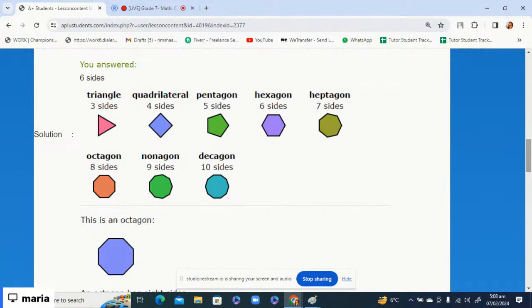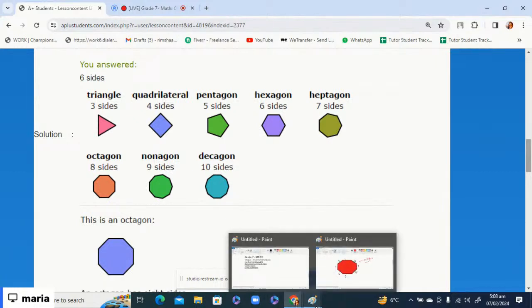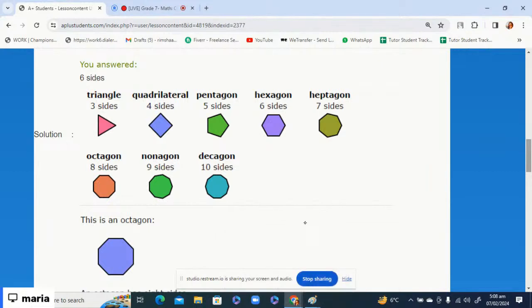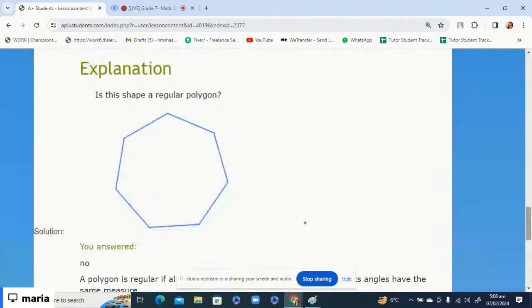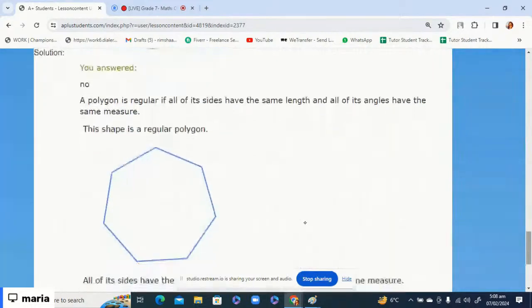So what is the shape of the polygon? Now just check the shape of the polygon. Okay, let's check. Look at here now. These are all polygons. And now, is that a regular polygon? They are asking that. So look, is that the shape of a regular polygon?